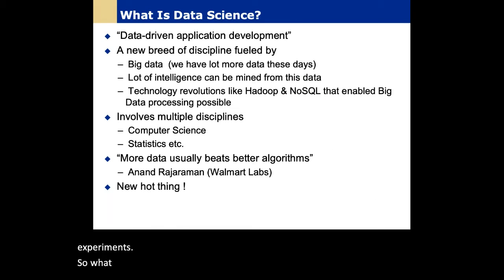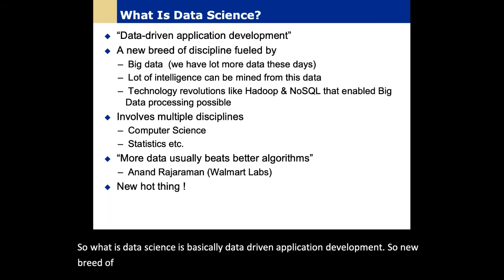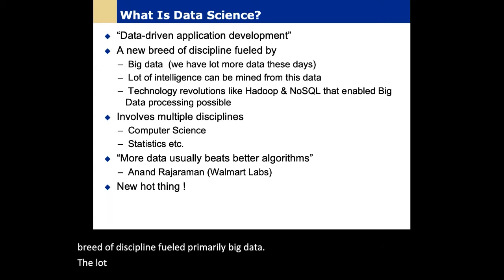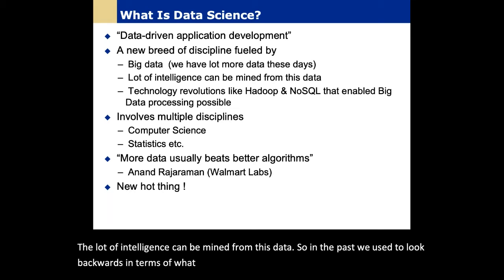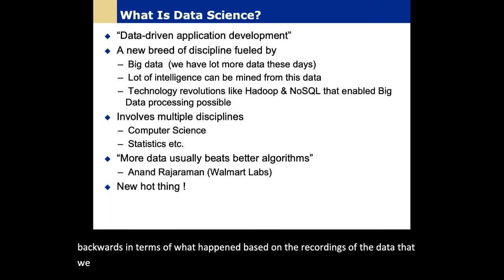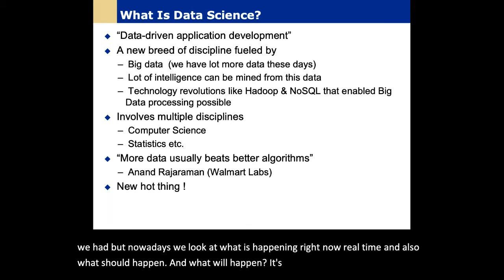So what is data science? Data science is basically data-driven application development. It's a new breed of discipline fueled primarily by big data, and a lot of intelligence can be mined from this data. In the past, we used to look backwards at what happened, based on the recordings of the data that we had. But nowadays, we look at what is happening right now, in real time, and also what should happen and what will happen. It's a prescriptive and also predictive technology that we have today.